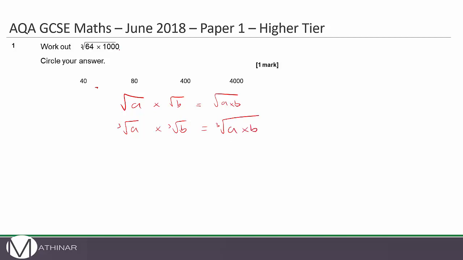So a in our question is 64 and b is 1000. So the cube root of 64 multiplied by the cube root of 1000 is equal to the cube root of 64 times 1000. Now the cube root of 64 happens to be 4 because 4 times 4 times 4 is 64. The cube root of 1000 is 10 because 10 times 10 times 10 is 1000. So we get to 4 times 10, which is 40. And only now do I look for the answer 40, which happens to be here. So the answer is 40.